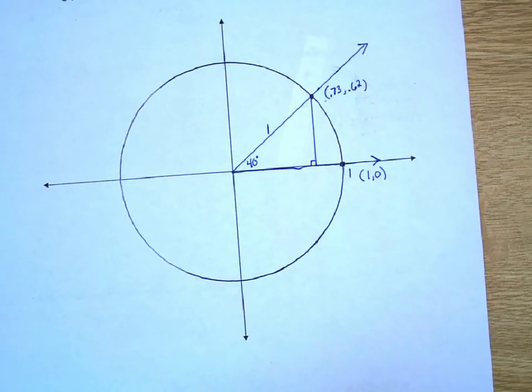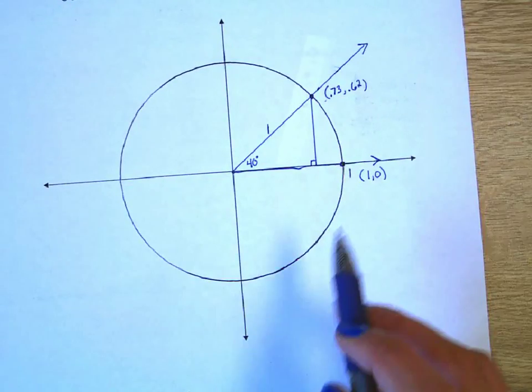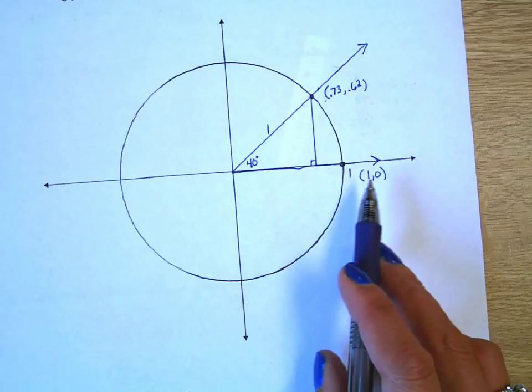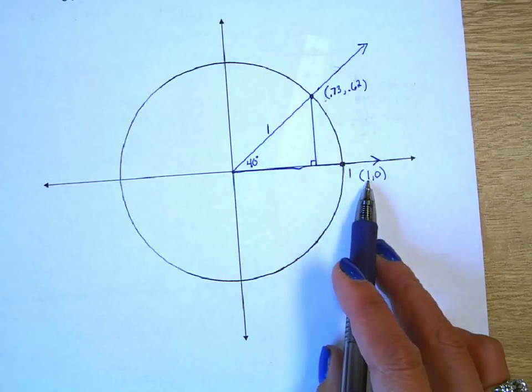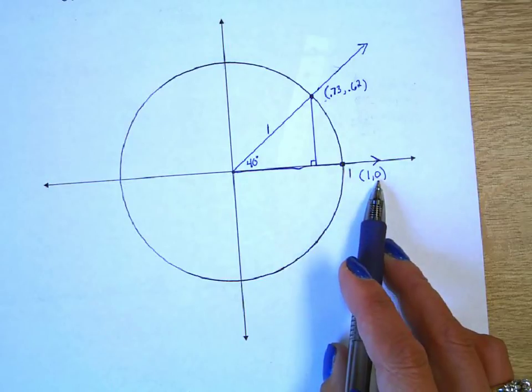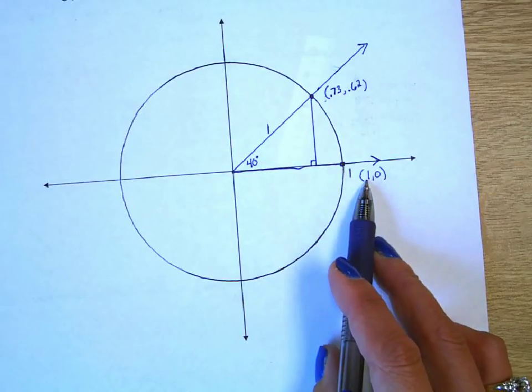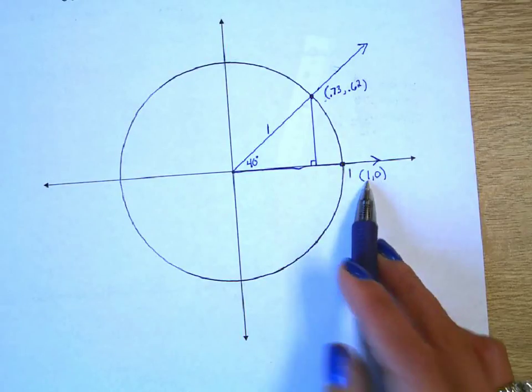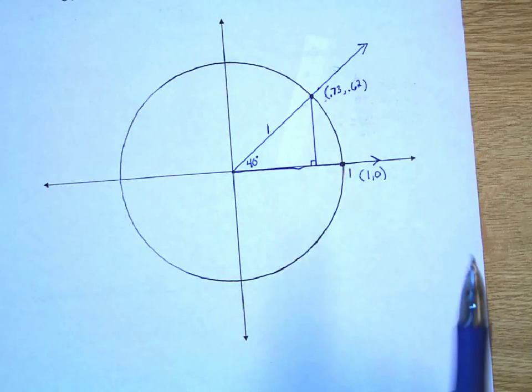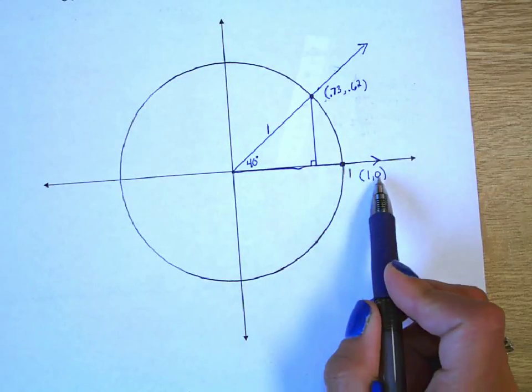Can you tell me the cosine ratio of 0 degrees? Cosine is x, so 1. What's the sine ratio of 0 degrees? 0. And tangent is? 1 over 0? No. 0 divided by 1 is 0. So all three of them are right there. Anytime you know a point on the unit circle, you can get all three ratios.